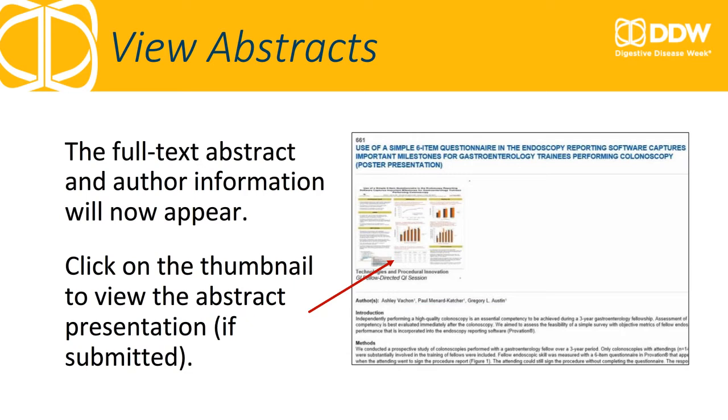You'll now see the full-text abstract, author list, and author disclosures. If a presenter has submitted a presentation, you may view it by clicking on the presentation thumbnail under the abstract title. To print a copy of the abstract, click the blue Print button at the bottom of the screen under the author disclosure list.